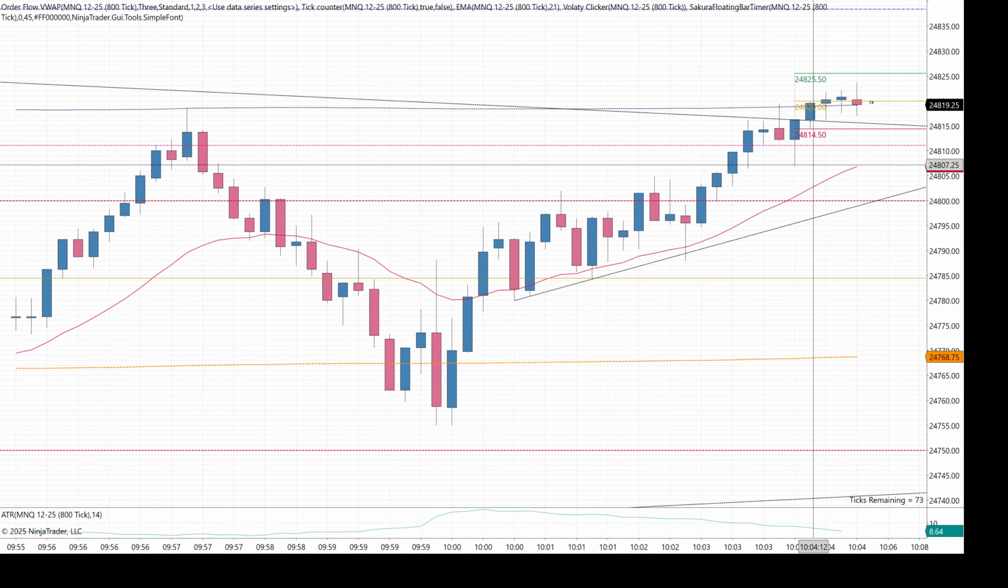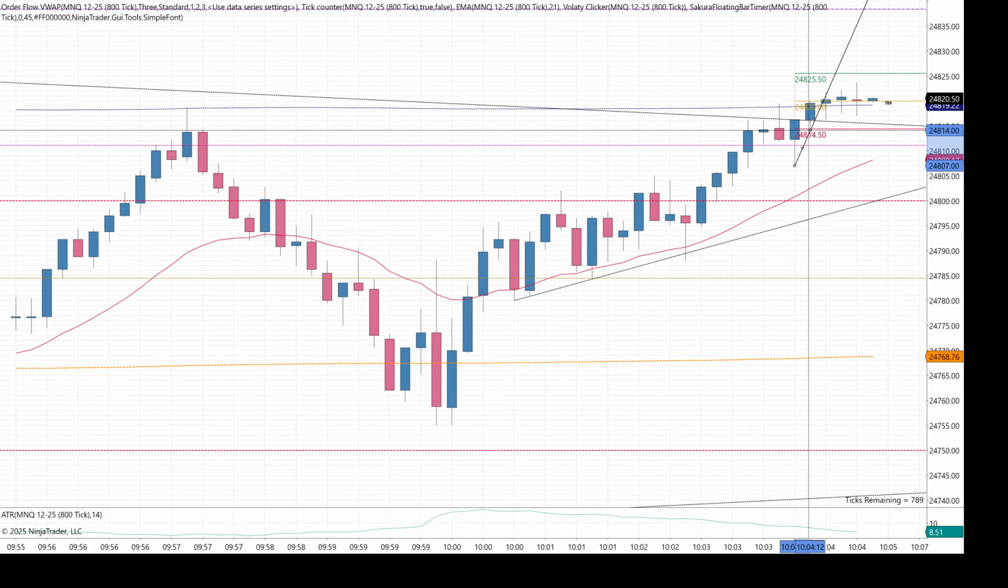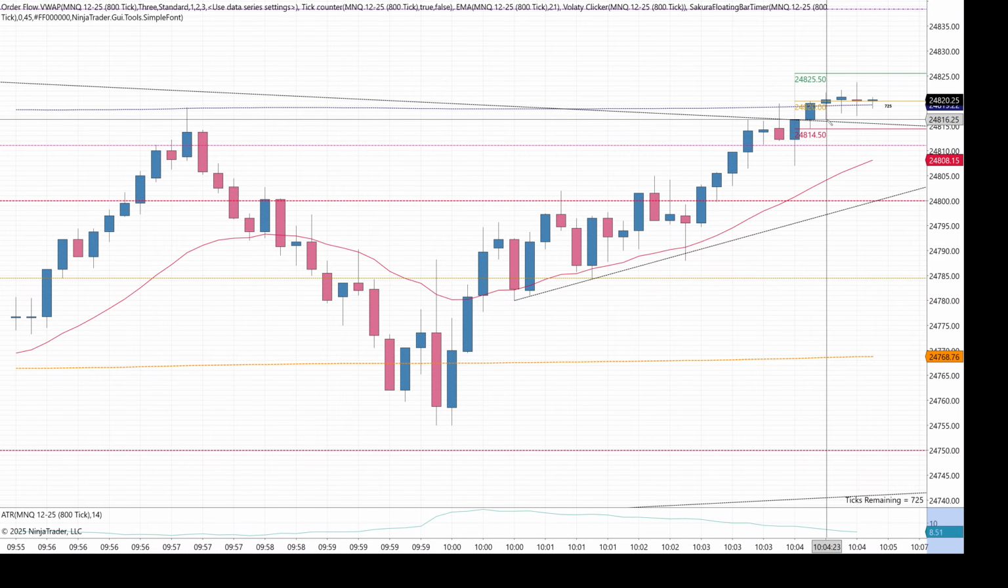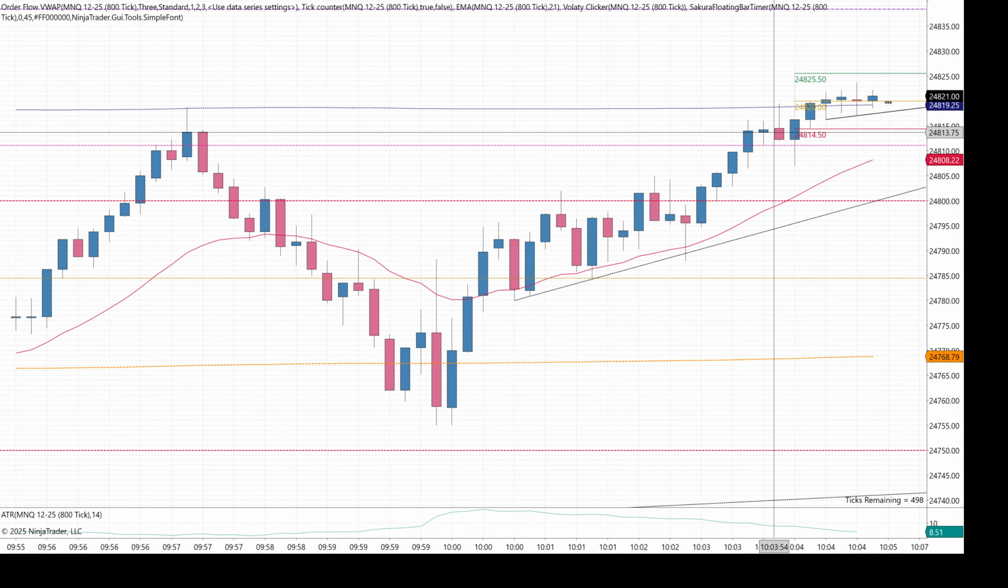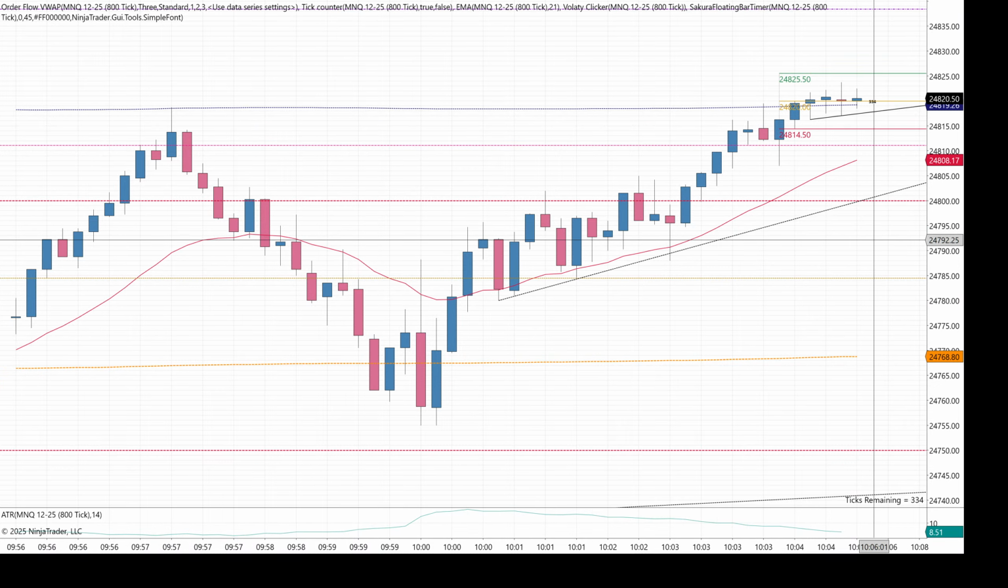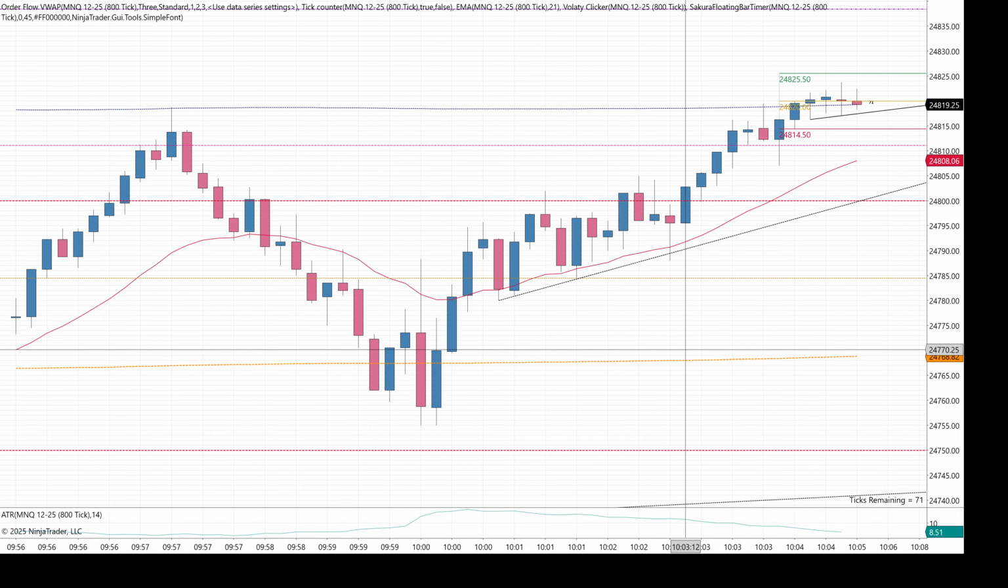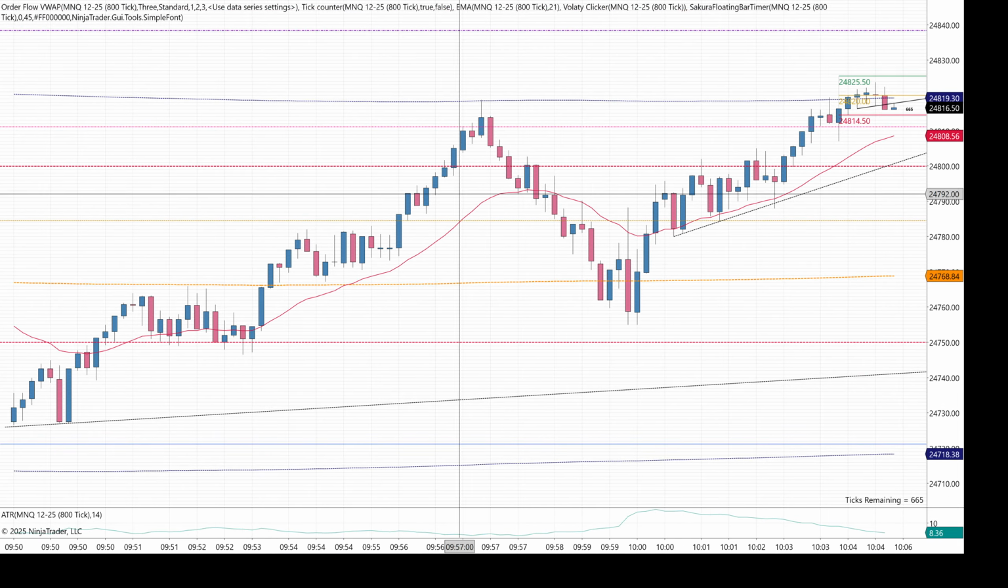We got to draw a new upward trend line here. Let's see, it's gonna be this one. Delete this line. We're having a hard time at this level. I think it's because we're at this prior high here.